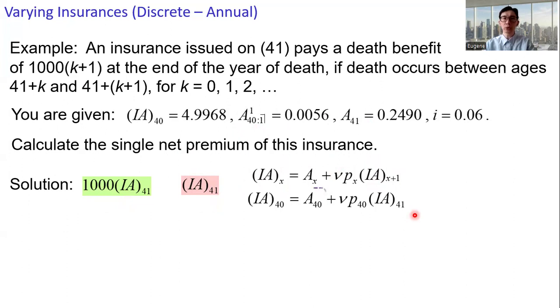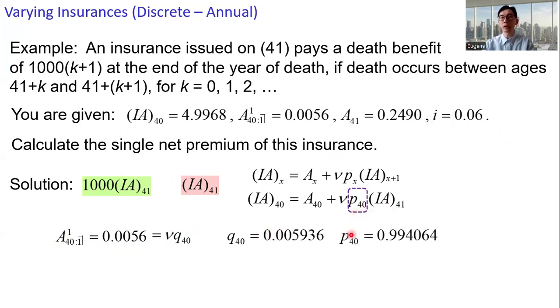All right, from this expression, we need to get A40 and P40. Let's get P40 first. We are given that a 1-year term insurance on 40 is 0.0056. This 1-year term insurance, the present value for this is simply nu times Q40. We get nu, 1 over 1 plus i, is 0.06. We can solve for Q40, and from that, we can get P40.